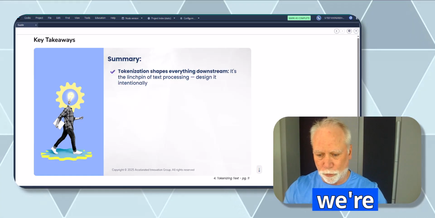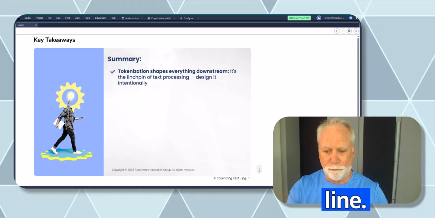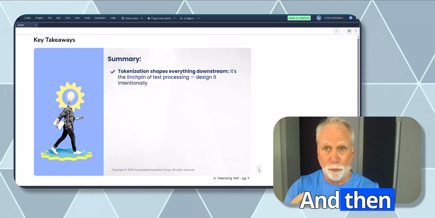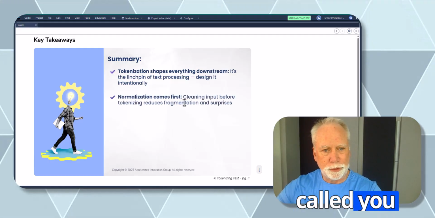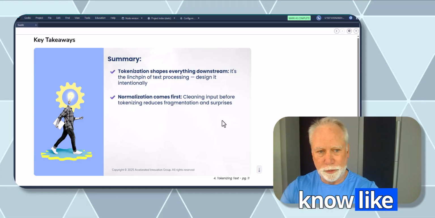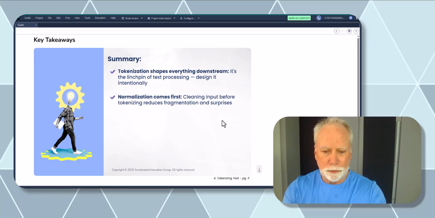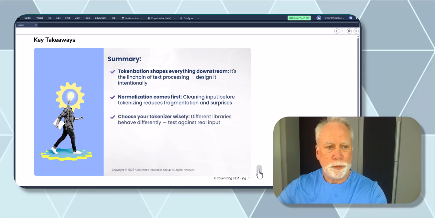We don't think about this when we're typing it, but in the application, we can do things to help stay in line with the domain that we're working on, right? And then normalization comes first. We want to clean our input before we tokenize. It just reduces fragmentation. Like anything, the cleaner the input, the better the output.